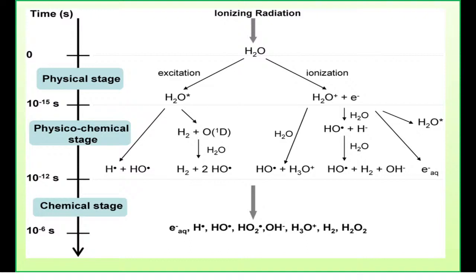You can see that ions and radicals are developed, and this leads in the chemical stage to the production of these dangerous substances that can destroy the cells and structures of the tissues. Radiolysis of the water.